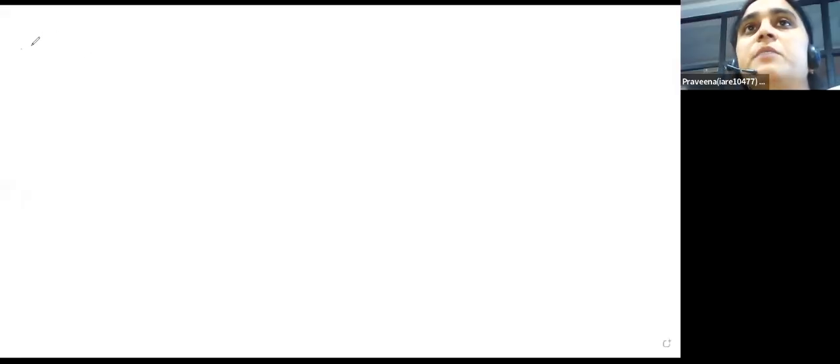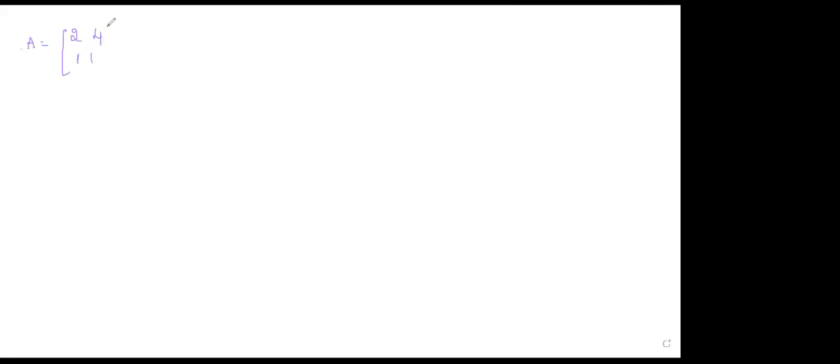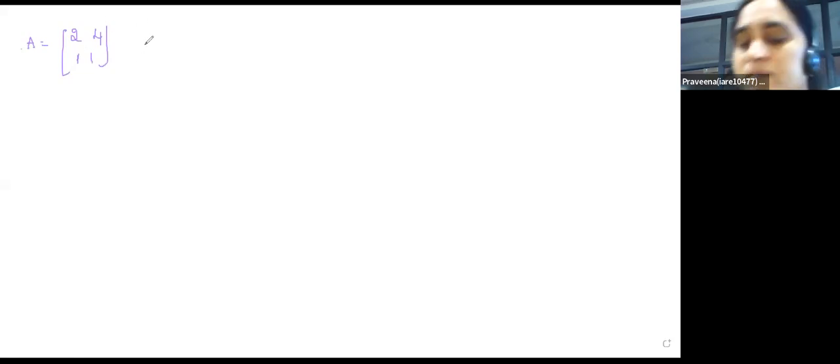What's the matrix? A is equal to 2, 4, 1, 1. For that find A cube and A power minus 3 using Cayley-Hamilton theorem, right? Anyway, we know the procedure for the first part, A cube. You have doubts in A power minus 3. Now first find out A cube, after that I'll explain A power minus 3.